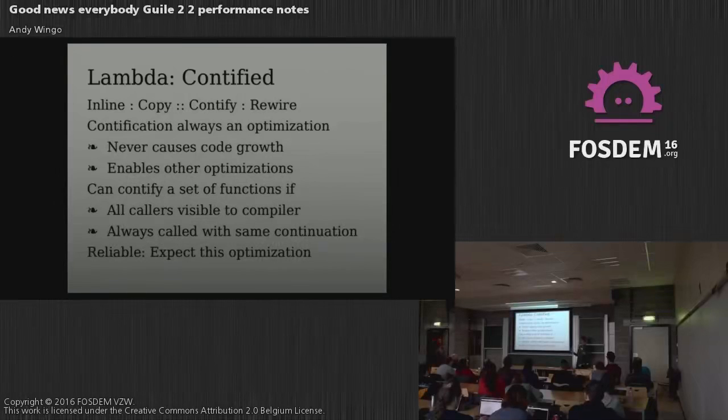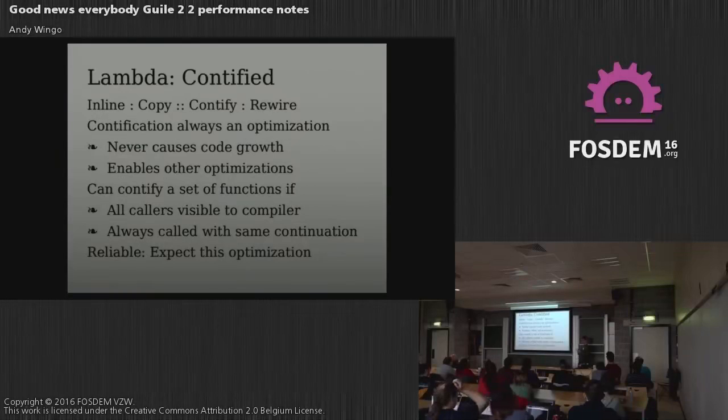Inlining is very tricky, right? I don't know if any of y'all have worked on inliners before, but they're like rabid animals that you're barely restraining on a chain or something because they want to cause code growth in all of your compiler. Contification is not like that. It's always an optimization, and it never causes code growth because, instead of calling out to this function, you're actually incorporating its body into its caller.